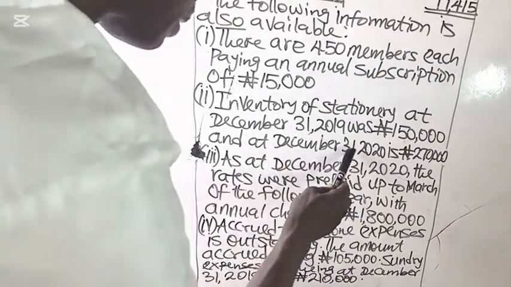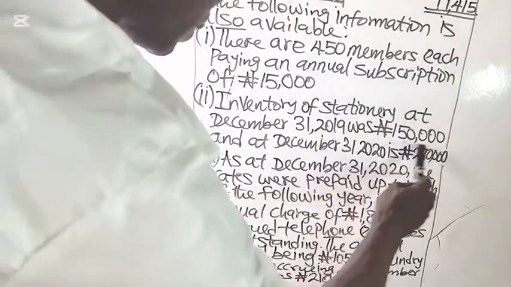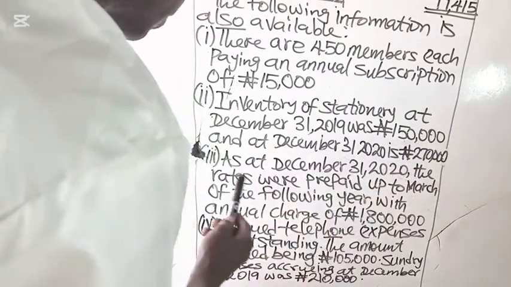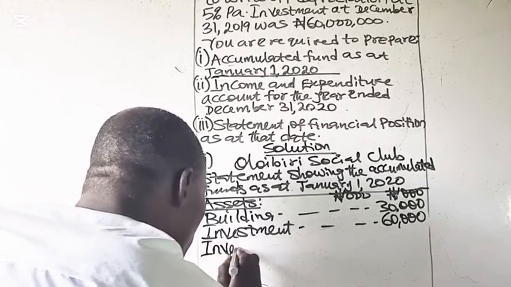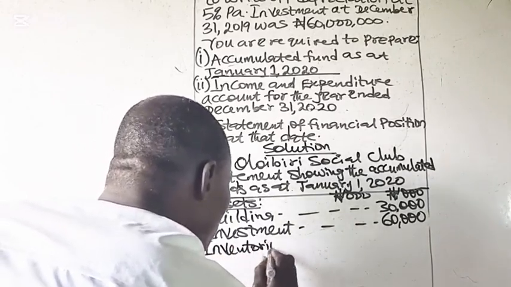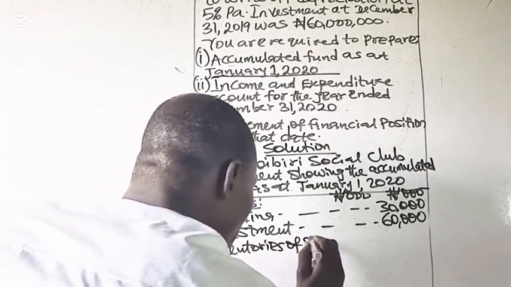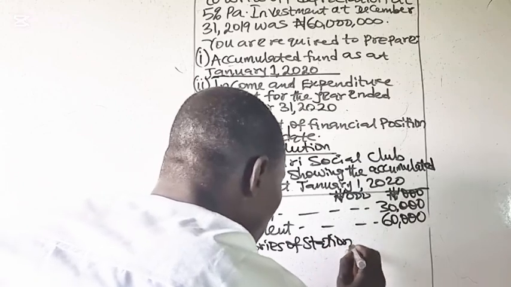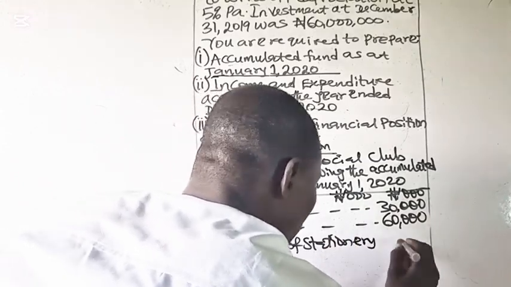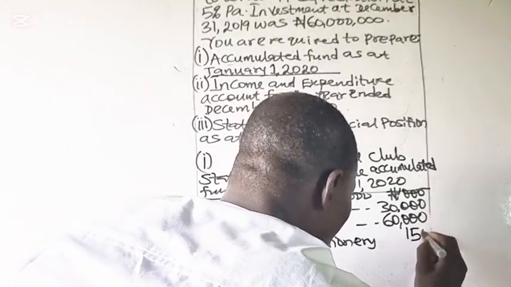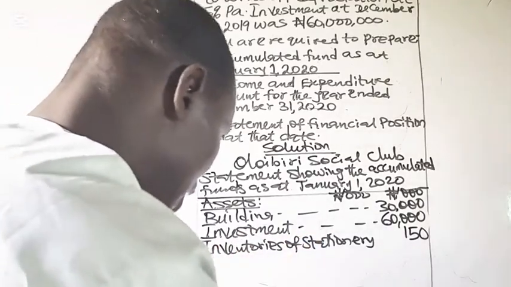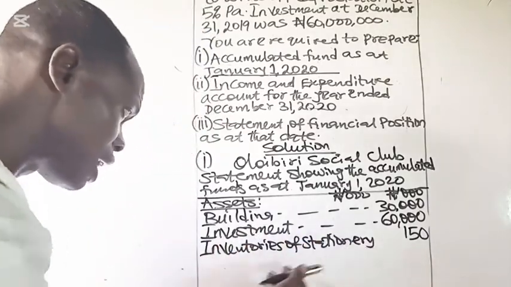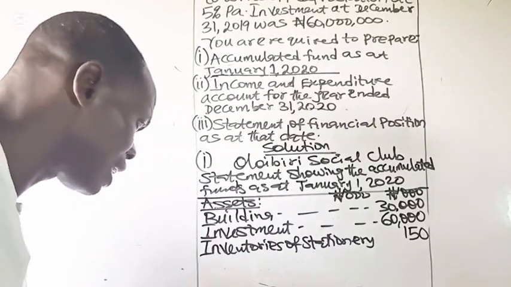And at December 31st, 2020 is 270. The opening is 150,000. So that will be used. Inventories of stationery, 150,000. Remember, what we are considering are assets. All the items we are listing now, they are assets. Inventory of stationery, opening inventory is an asset.